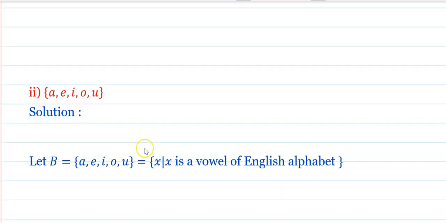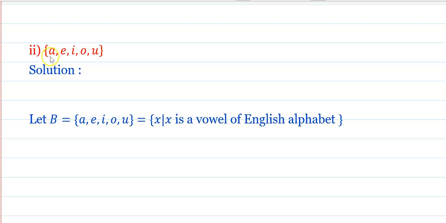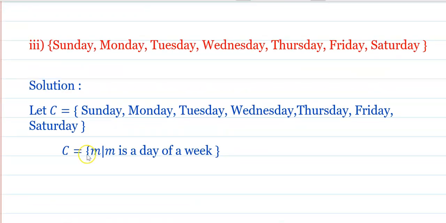Easy. Next is {a, e, i, o, u}. Let B be equal to {a, e, i, o, u}, which is equal to {x such that x is a vowel in the English alphabet}. Okay, now the next question.